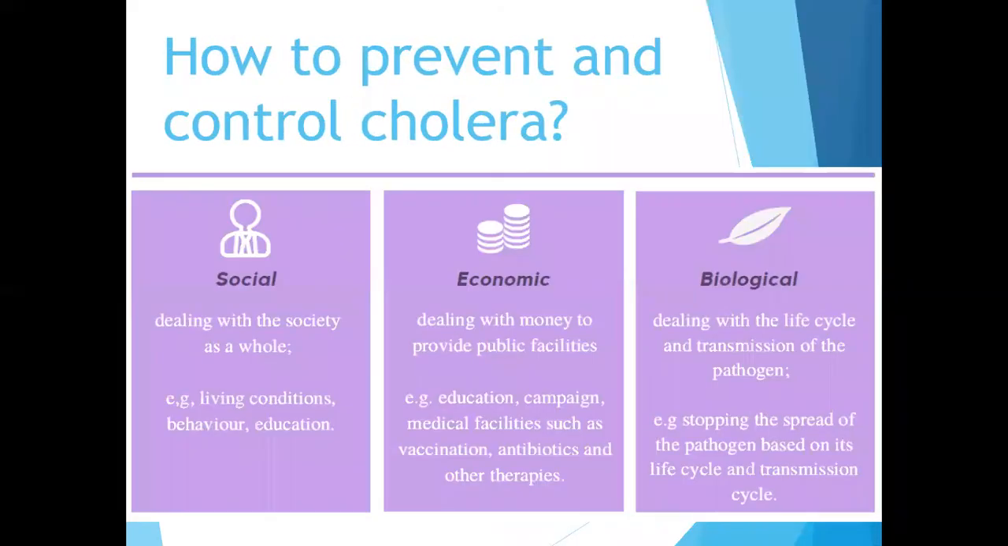So how to prevent and control cholera? Just now we said that you need to discuss the social, economic, and biological factors in prevention and control. So what are these three factors here? Every time we want to control or prevent a disease, we need to take social, economic, and biological factors into consideration, because all these three are involved in the prevention and control of disease.